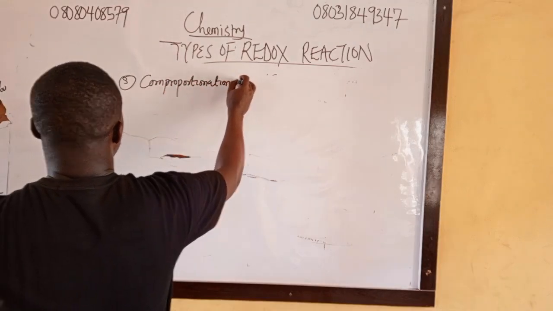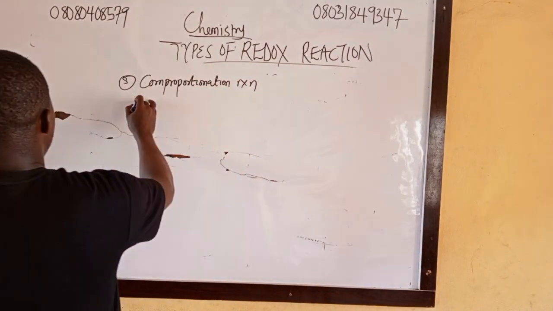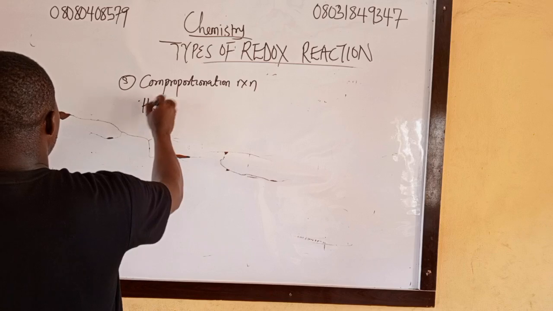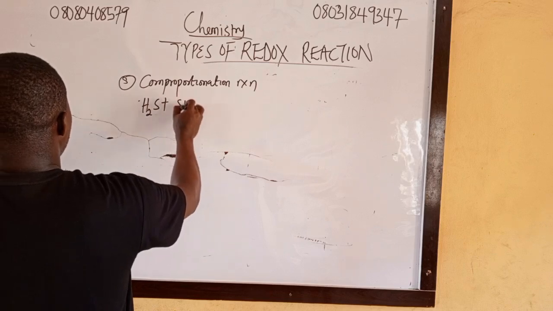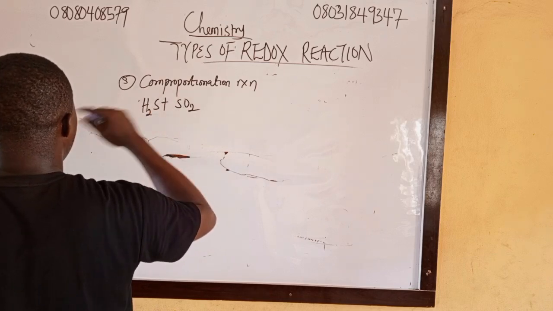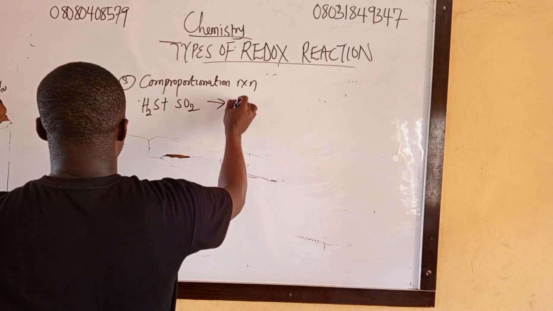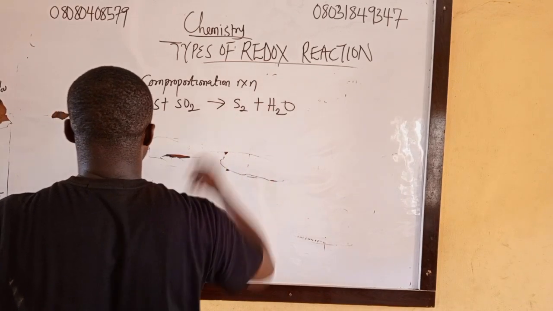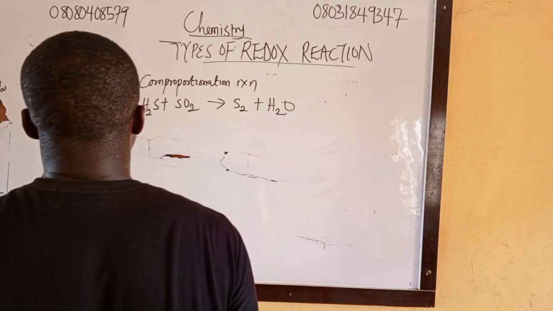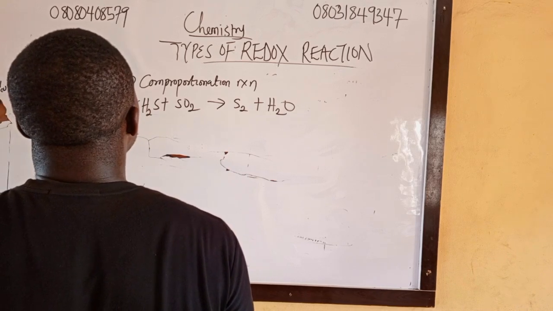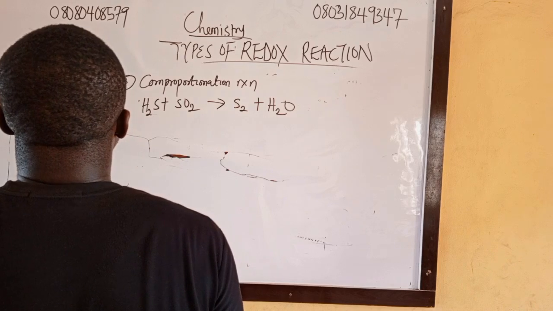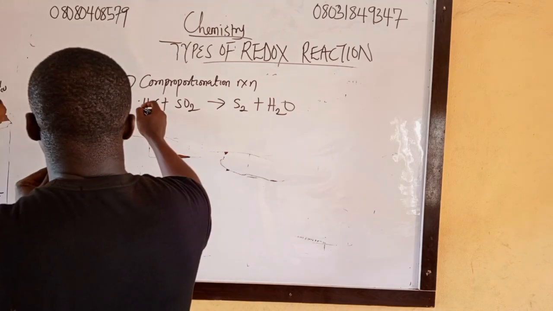Disproportionation reaction, where you have H2S plus SO2 to give S plus H2O. Let me balance this equation for you.